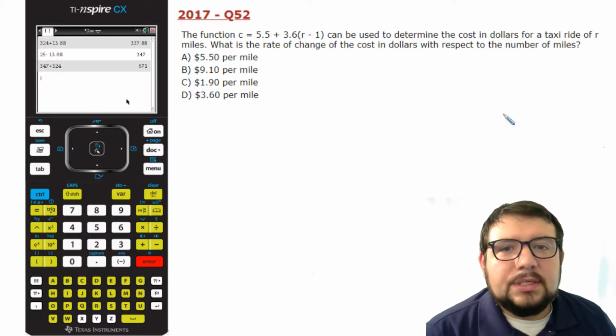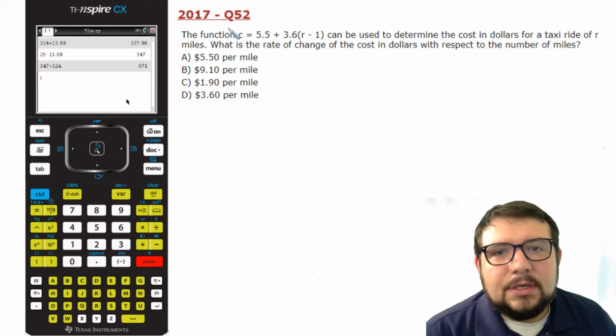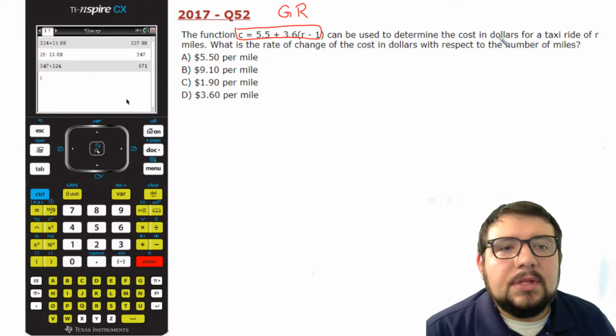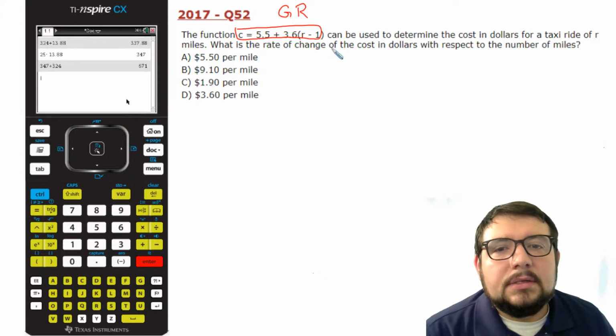It says, the function, and there's some equation. If I see an equation, I should be happy because it means I can graph it very easily in my TI-Nspire. It can be used to determine the cost in dollars for a taxi ride of R miles. So the R represents the miles. That's nice to know. What is the rate of change?